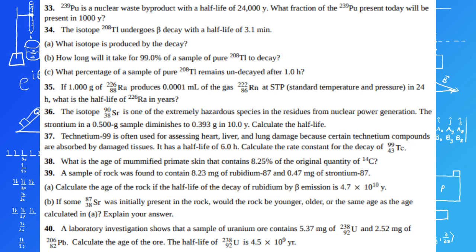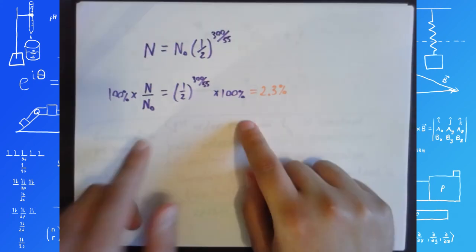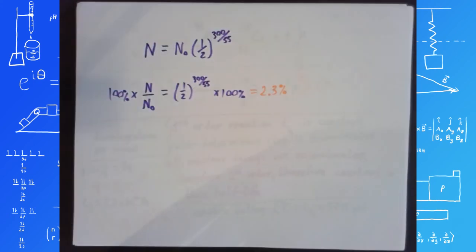Plutonium-239 is a nuclear waste byproduct with a half-life of 24,000 years. What fraction of the plutonium-239 present today will be present in 1,000 years? Well, more than half of it, because it takes 24,000 years to lose half. 1,000 years is not enough to lose half. Not even close. But yeah, just apply the same equation. And in this case, they want the fraction, not the percent. So same process as I did here, except without the times 100% thing.